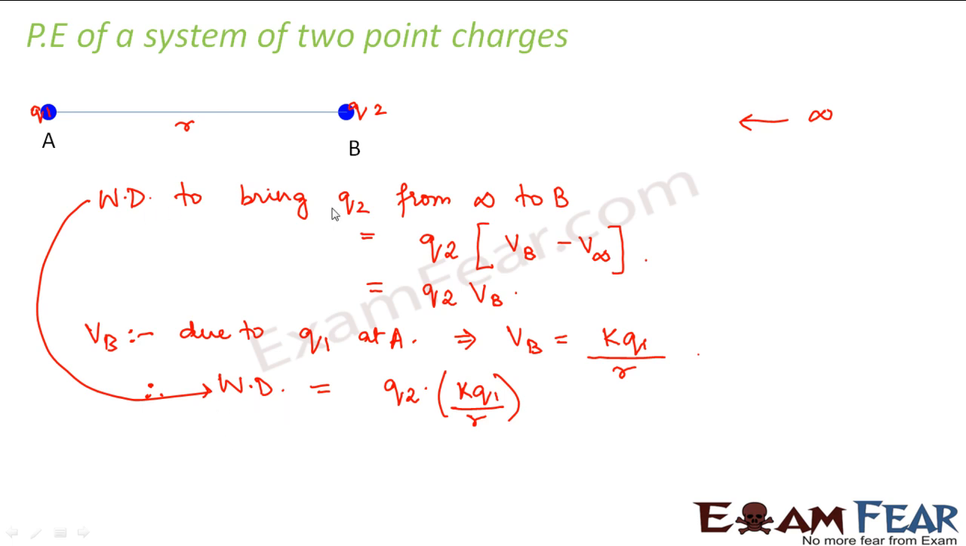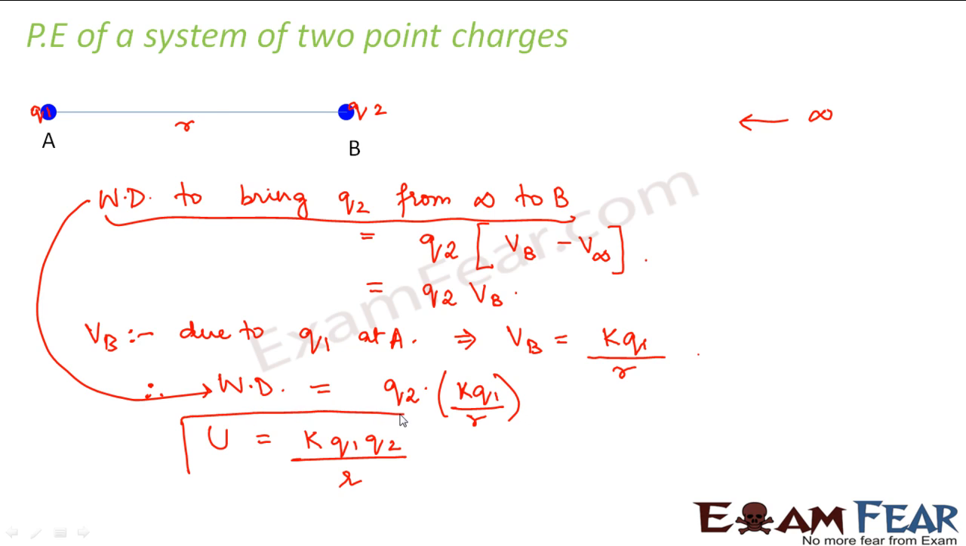Now what is this work done? Work done to bring a charge from infinity to B is nothing but potential energy. In the previous slide, I defined this as potential energy, right? So this potential energy becomes equal to K Q1 Q2 divided by R. This is the expression of potential energy of a system of 2 charges.